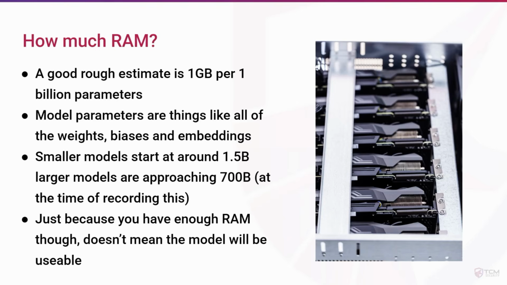So smaller models, like the smallest ones you can find, start at around 1.5 billion parameters, and then larger commercial models like the most recent version of ChatGPT, for example, are approaching 700 billion. And you can even find some open source models like DeepSeek, for example. The highest parameter count of that one is around 671 billion parameters. So this is at the time of recording this. However, each month it seems like a new model is released that has a larger parameter count.